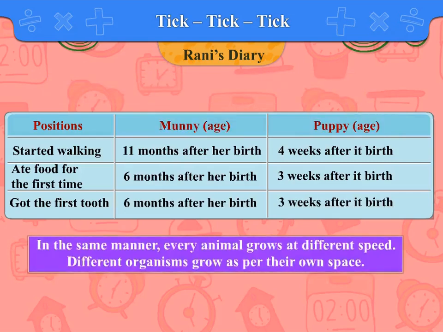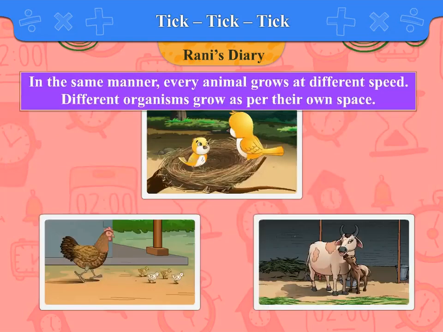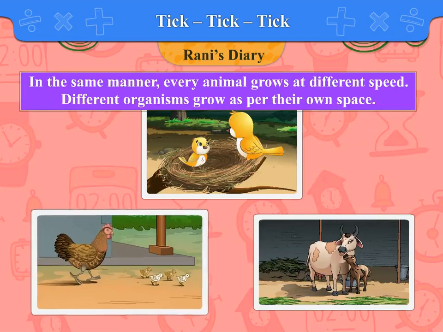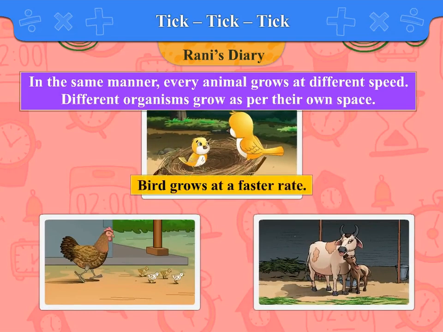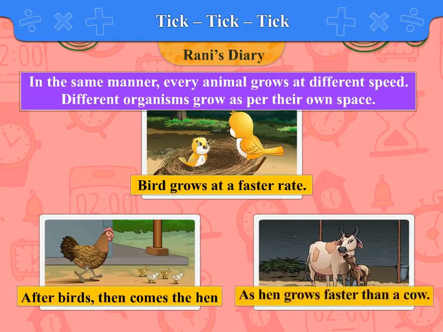In the same manner, every animal grows at a different speed. Different organisms grow as per their own pace. If we compare hen, cow or bird, then the bird grows at a faster rate. After birds comes the hen, as a hen grows faster than a cow.